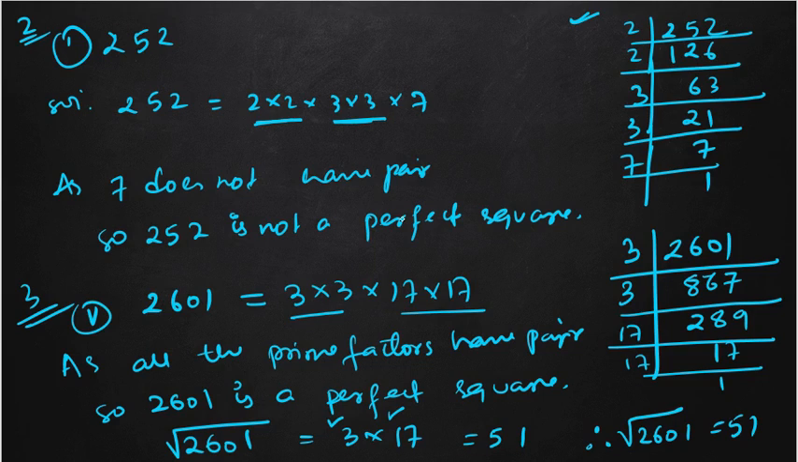Okay, now question number 3, what is it? Show that each of the following numbers is a perfect square. We need to show that they are perfect squares. So how can we show that they are perfect squares? If the prime factors are in pairs. So for that we need to find the prime factors. So let me choose 2601 in question number 3, fifth part.